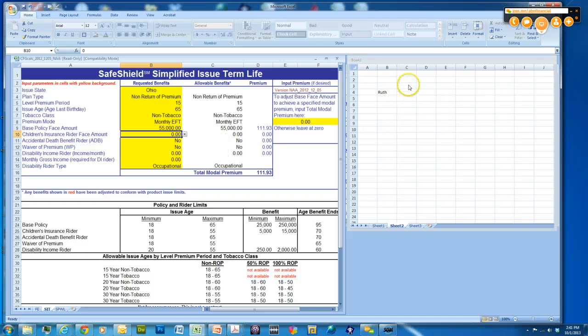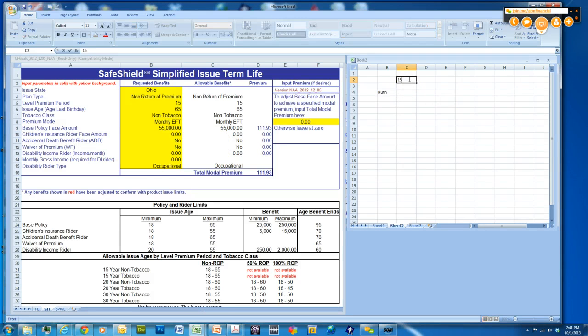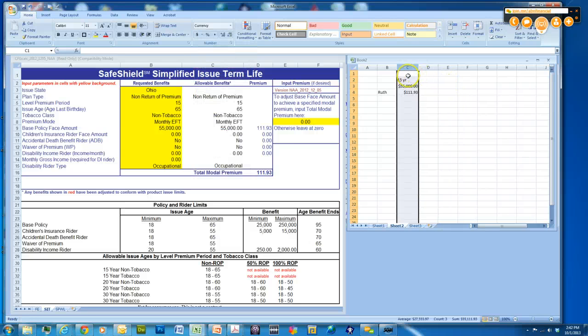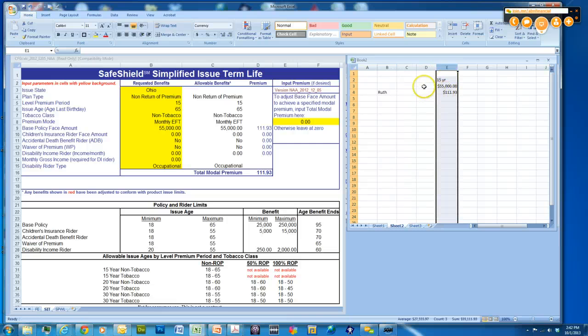Okay, so basically a 15-year term for 55,000. That price is $111.93 a month. So that's kind of up there, right? So what I'm going to do for her is bring it down. I'm going to stay with 15-year because that's all she can qualify for, but I'm going to go maybe 40,000.